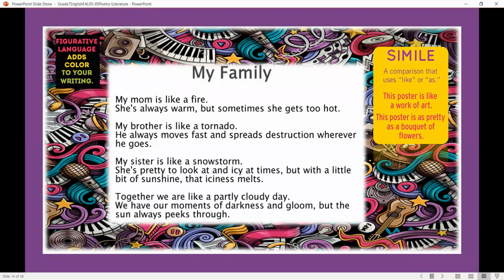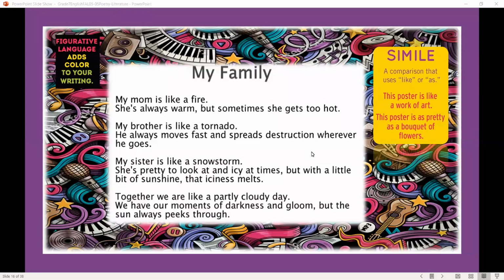Okay, so this one's simile. A simile is a comparison where you use like and as. Okay? The poster is like a work of art. The poster is as pretty as a bouquet of flowers. So I put an example here. Let's see if you can find the simile in this poem. My family.